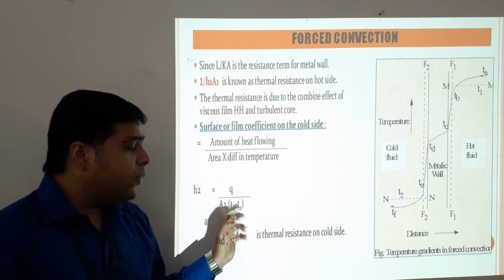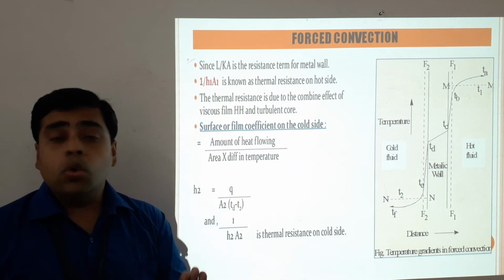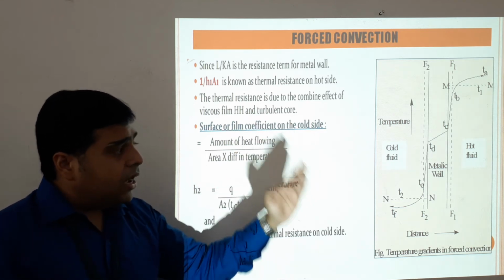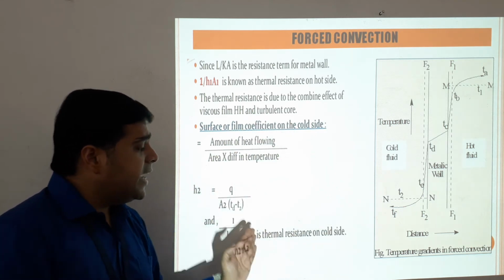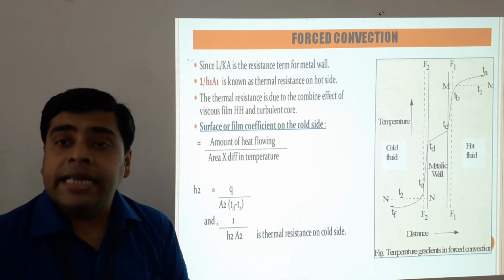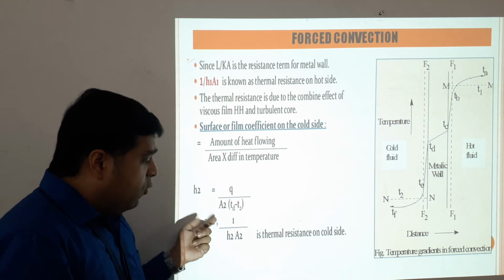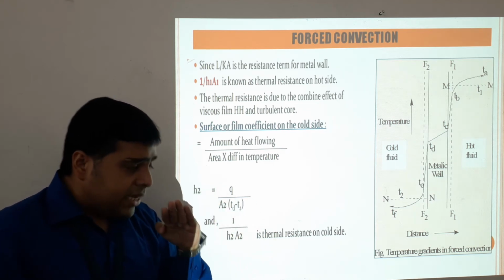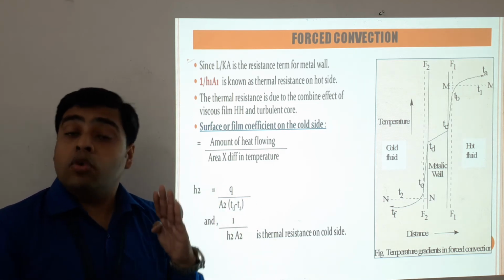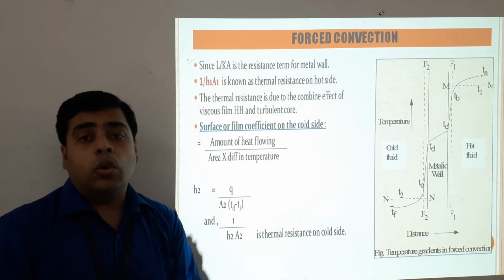Q divided by A2 into (Td minus T2). Obviously these, Td and T2, are the temperature gradients on the colder fluid. And 1 by H2A2 is the thermal resistance which is to be considered on the colder side.